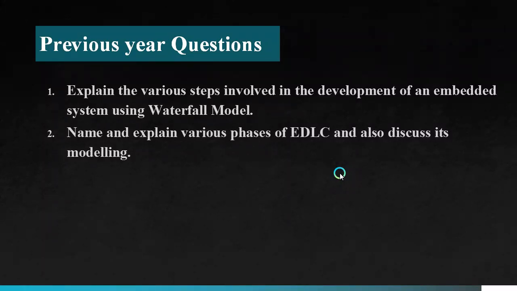Now, some previous year questions mainly asked in the question papers. First one, explain the various steps involved in the development of an embedded system using waterfall model. So here we can specify the phases involved in the waterfall model as it is unidirectional, and we can explain the phases like needs, conceptualization, etc. And then we can mention some features, its advantages, drawbacks, and how the process is all carried out. Name and explain various phases of EDLC and also discuss its modeling. So basically, through this video, we discuss about the modeling. Phases of EDLC are more described or briefed in the EDLC phases video.